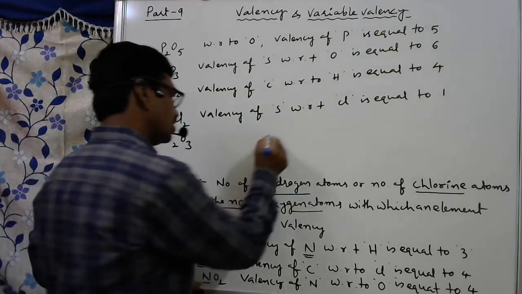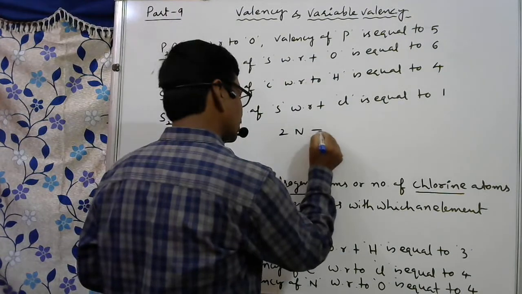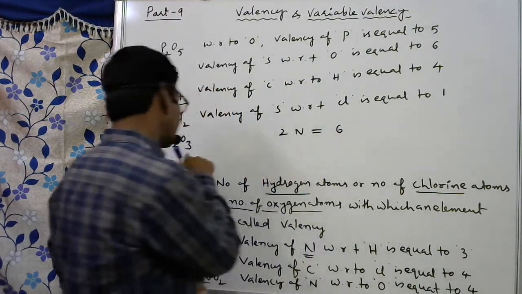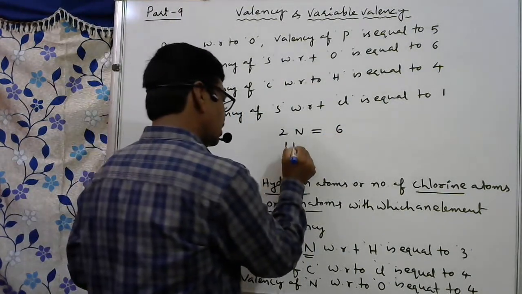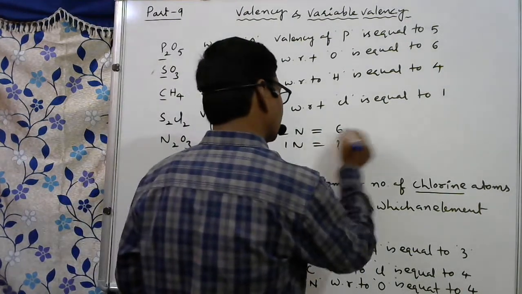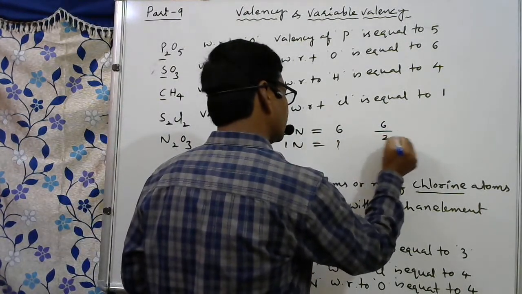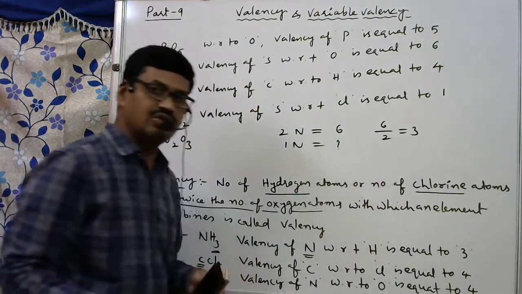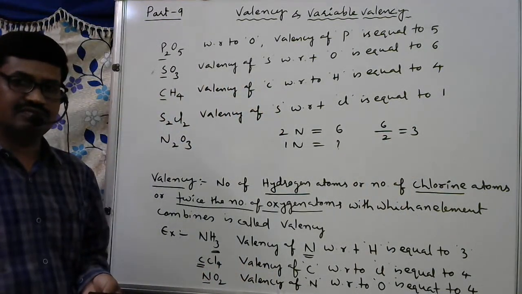For 2 nitrogens, valency is 6 because twice the number of oxygens. For 1 nitrogen, how much is it? Exactly half, no? So here 1 into 6 by 2, it is 3. Like that you have to do calculations. It is very simple.